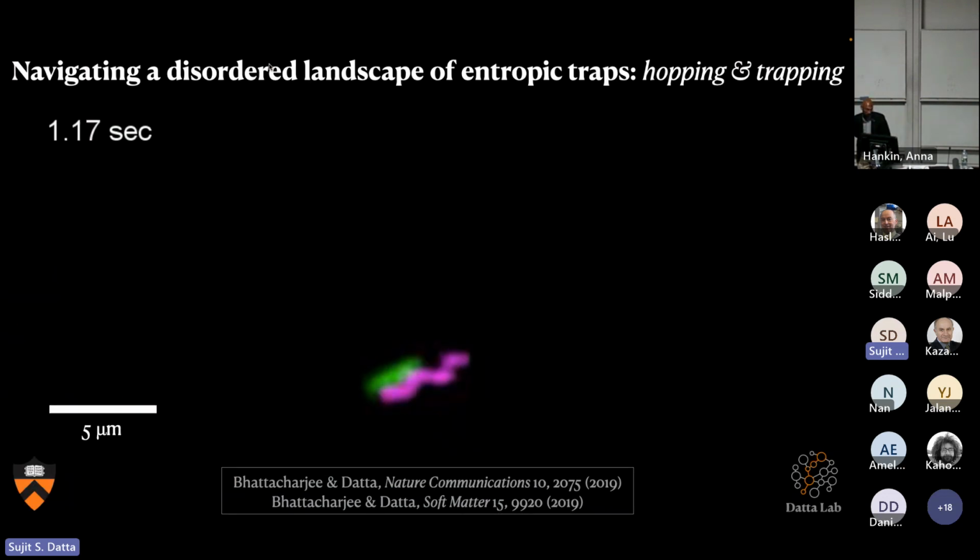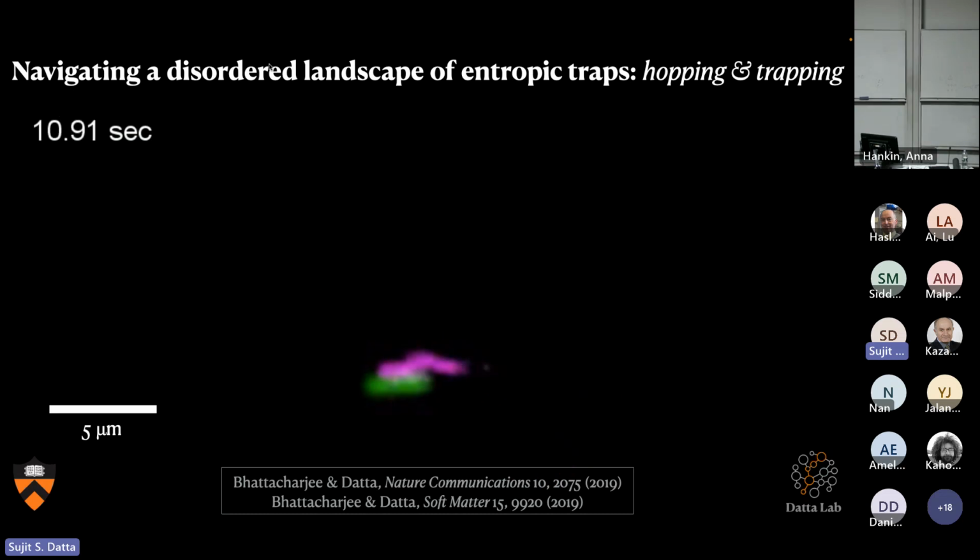Not yet. That's a great question. Everything I talked about today for this hopping and trapping is in the really highly confining limit. Essentially, if this is a cell in bulk liquid, let's say the mean run length is something like this. Before it reorients, we were probing the case where the confining dimension is much shorter than this mean run length.